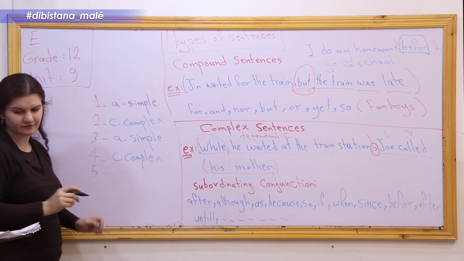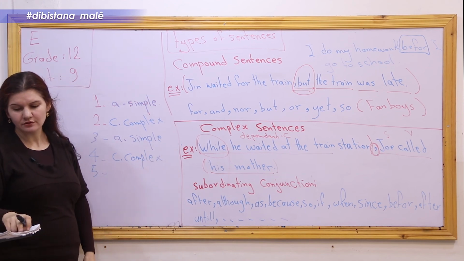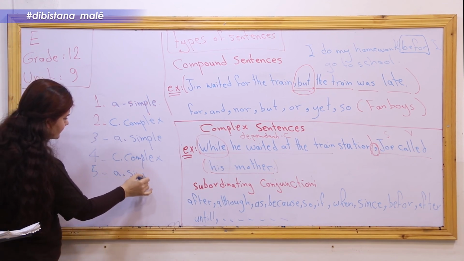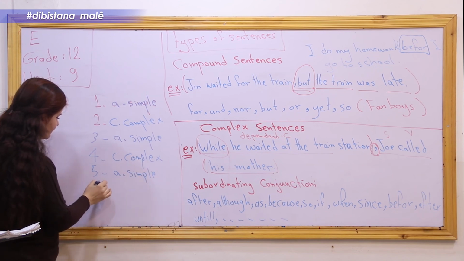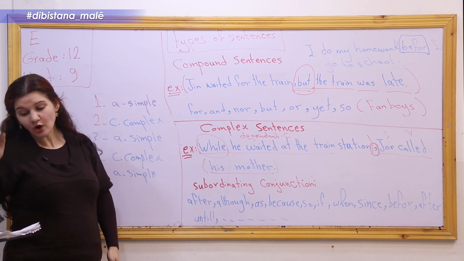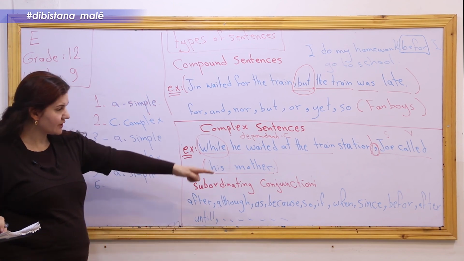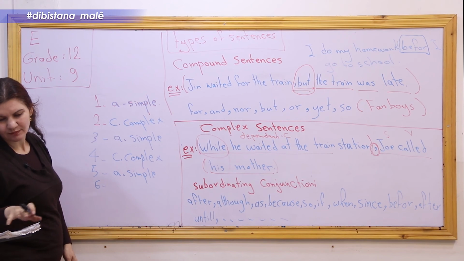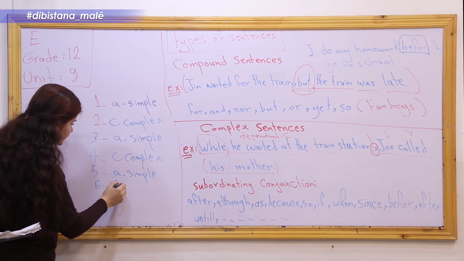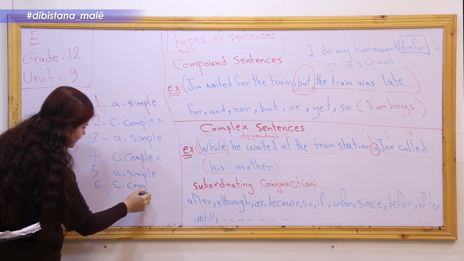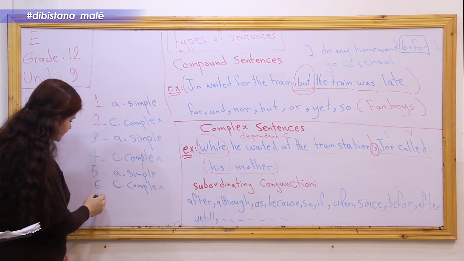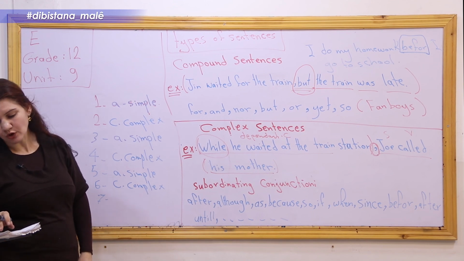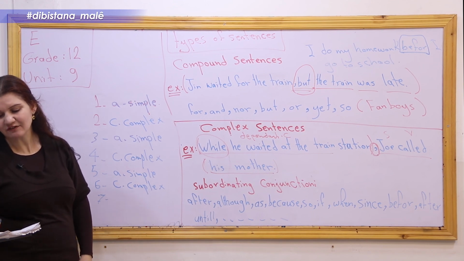Number 5. Don't wait. It's a simple sentence. Number 6. When I grow up, I want to be a fireman. When is a subordinating conjunction, so it is complex, C. It's a complex sentence. Number 7. I want a new ball, but I haven't saved enough money yet.